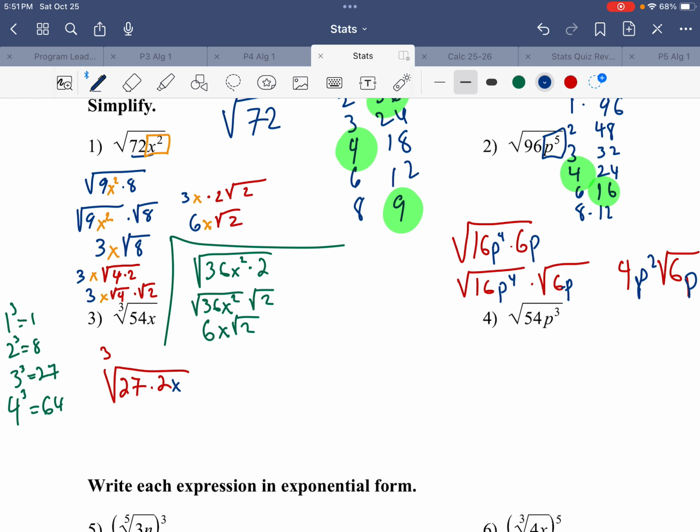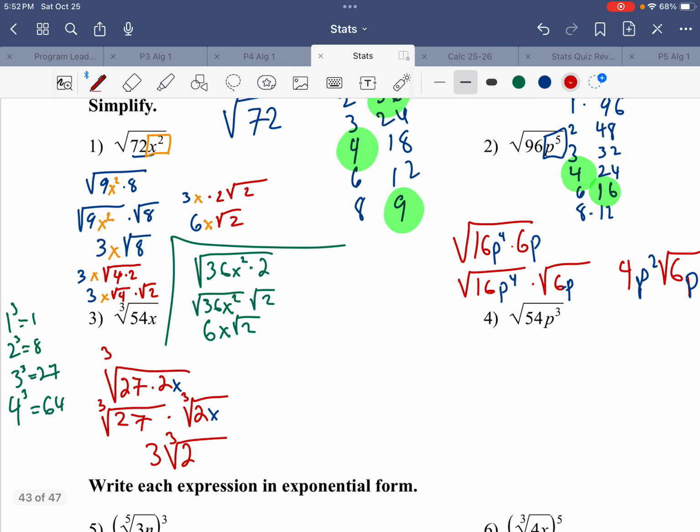Unlike the last example, let's say it was p to the 5th, I would break this up like p cubed and p squared. You'd be trying to find almost like dividing by 3 for the example here. Same thing with the square root. With the cube root, I can break this up like the cube root of 27 times the cube root of 2x. The cube root of 27 is 3, so it's 3 cube root 2x.